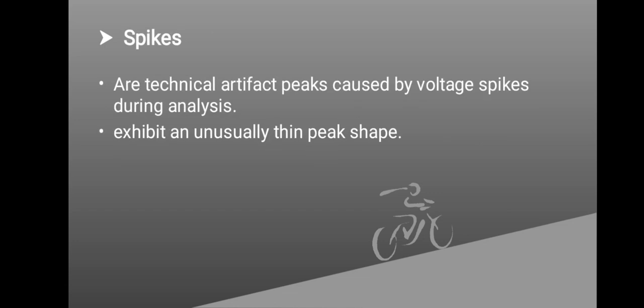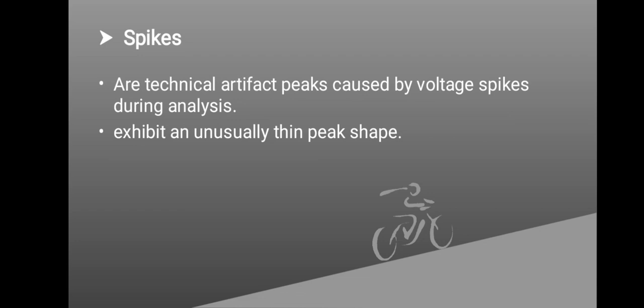We also have another factor being spikes. And spikes are technical artifact peaks that are caused by voltage spikes during analysis. So when there's a voltage spike, there'll be technical artifact peaks, and these peaks are referred to as spikes. And spikes typically exhibit an unusually thin peak shape. As well as technical artifacts, the danger is that the peak will go unnoticed and will potentially impact the DNA testing results.